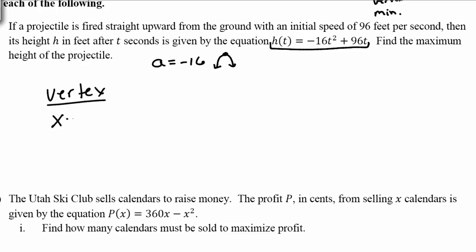And so the x value of our vertex, remember, was at negative b over 2a. So we have a negative sign out in front, that's this negative sign. And then on the top, we want b, and b for this one is 96. It's always the number in front of the variable that's not squared. So 96, and then over 2 times a, and a for this parabola is negative 16.